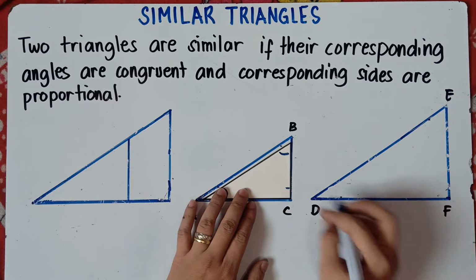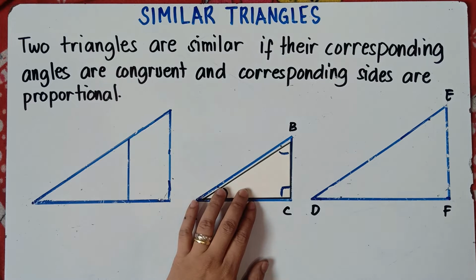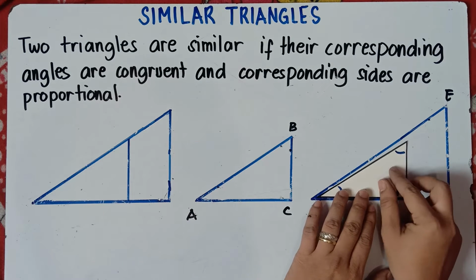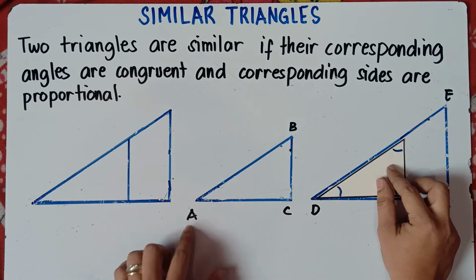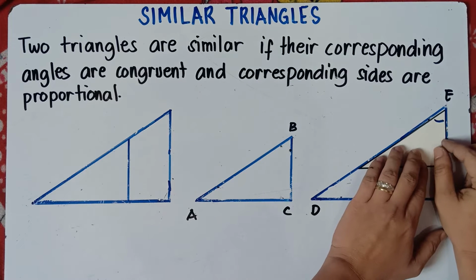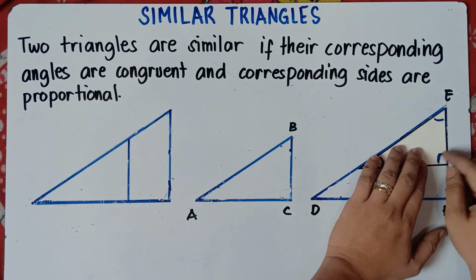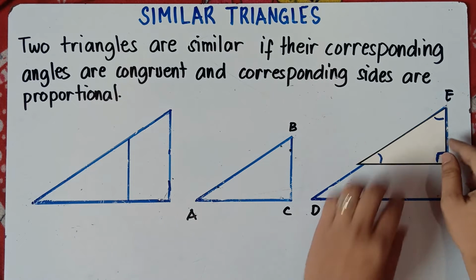For angle C and F, it's a 90 degree angle. Alright, so let's check if angle D and angle A have the same measure. Yup, they have the same measure, class. So therefore, angle A is congruent to angle D. And how about angle E, class? Yup, angle E and angle B have the same measure, right? Check the angle, class. Yup, they have the same measure.